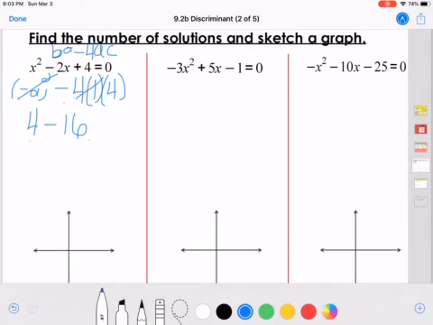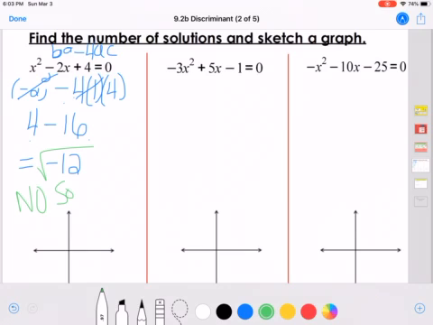So 4 minus 16 leaves us with negative 12. Well, our discriminant is negative. So thinking back, how many solutions does that mean? Well, we can't take the square root of a negative number, so we have no solutions.